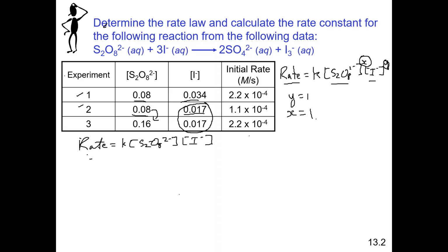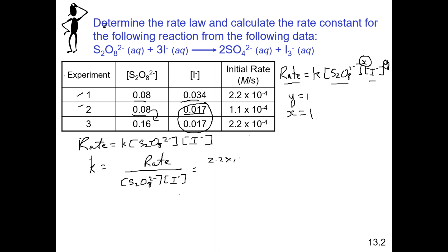Now the question is asking for the rate constant. So as I was saying earlier, what we have to do is rearrange the rate law to get k is equal to rate, so this is just simple algebra, divided by the concentration of S2O8 2 minus times the concentration of I minus, right? And all we have to do is choose any one of these experimental data and plug it into this equation. It doesn't really matter which one, right? So I'm just going to choose the first one.